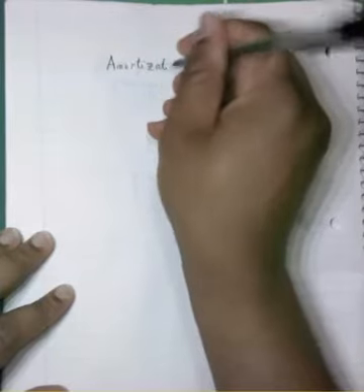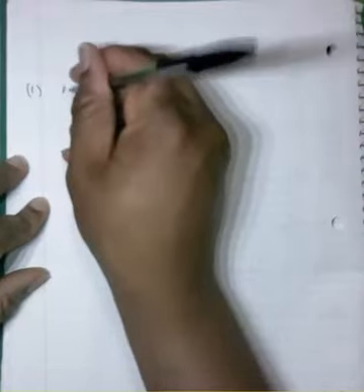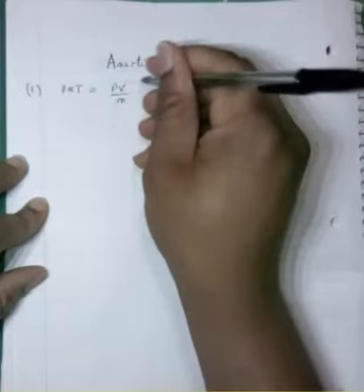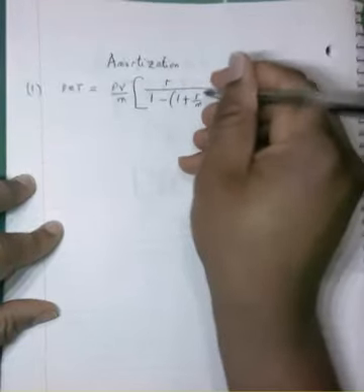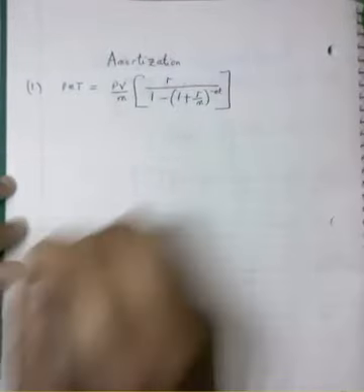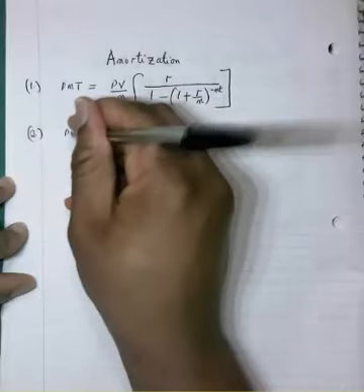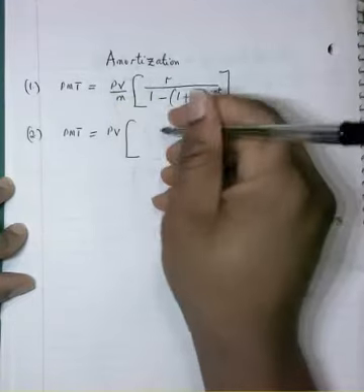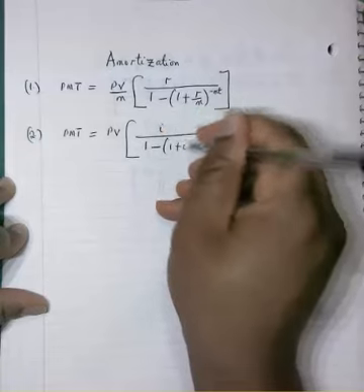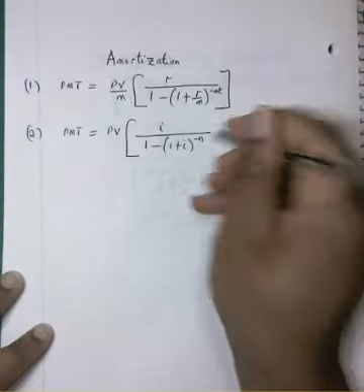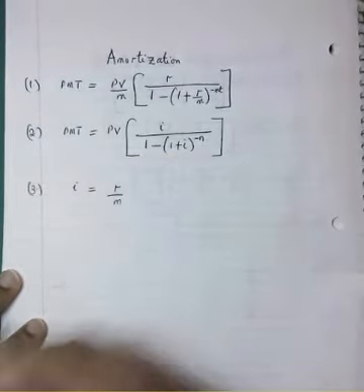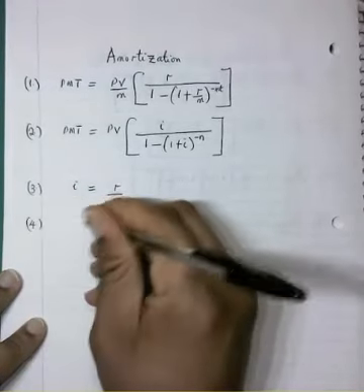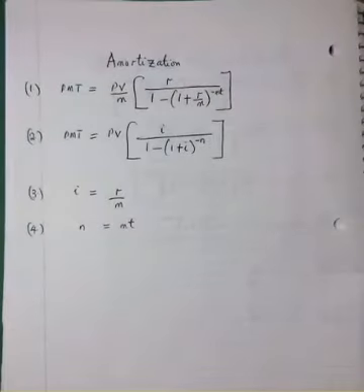Amortization. And the first formula we have here is that the periodic payment is equal to present value over M times R over 1 minus 1 plus R over M exponent negative MT. Number 2, periodic payment is equal to present value times I over 1 minus 1 plus I exponent negative N. Then the third one is that I is equal to R over M, and the fourth one is that N is equal to MT. Okay, that is our amortization.